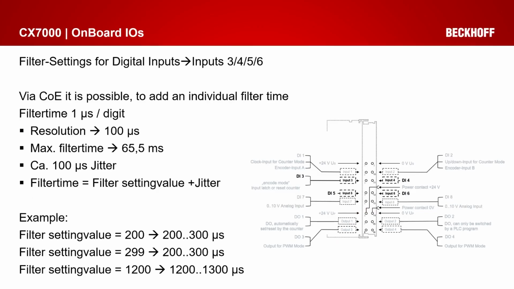For the digital inputs 3, 4, 5, and 6, it is possible to add an individual filter time. 1 microsecond corresponds to 1 digit. The filter time can be set in steps of 100 microseconds. See the example below on the left side. In addition to the set filter time, there is a jitter of approximately 100 microseconds.